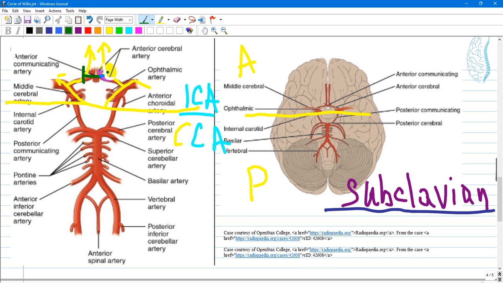What is the importance of this communication? For example, if blood supply is interrupted here, we have circulation in this way through this anterior communicating artery. That's the point.